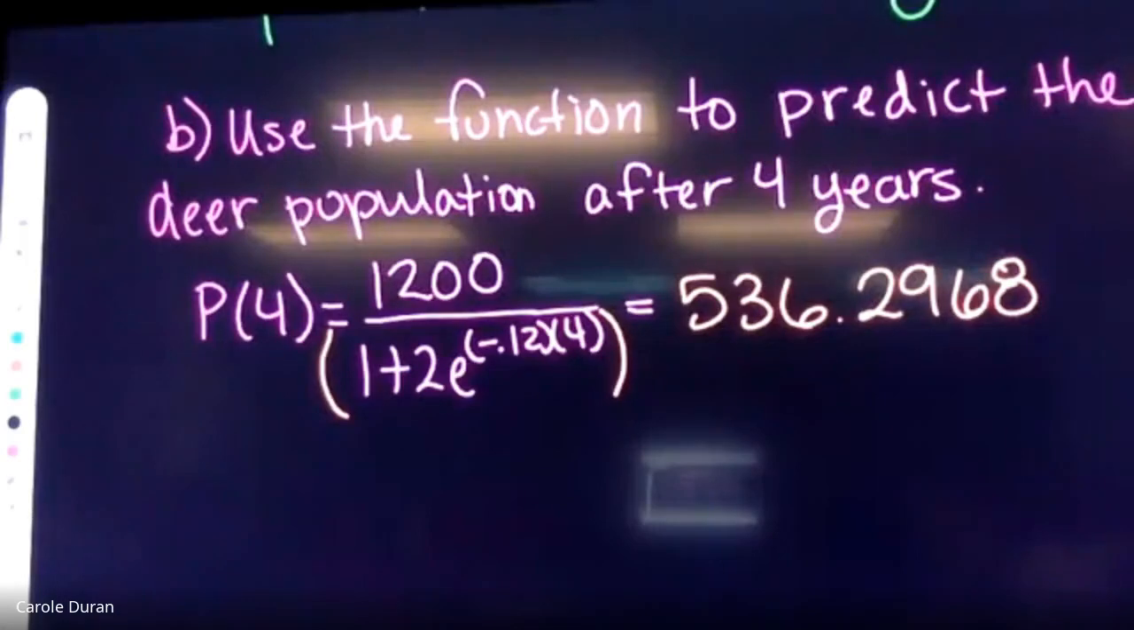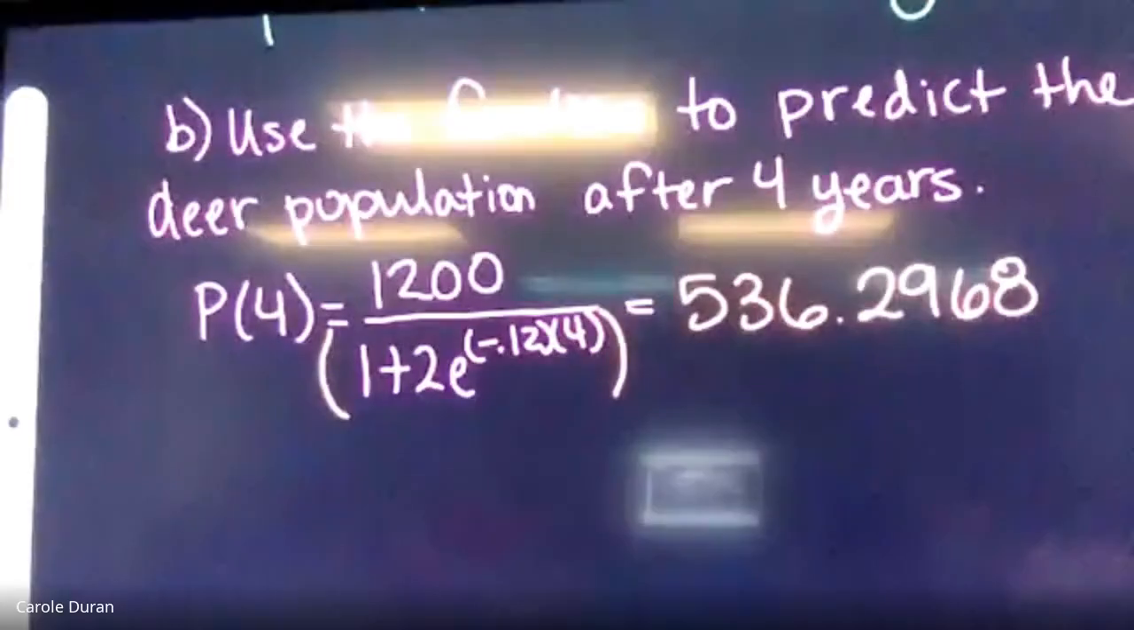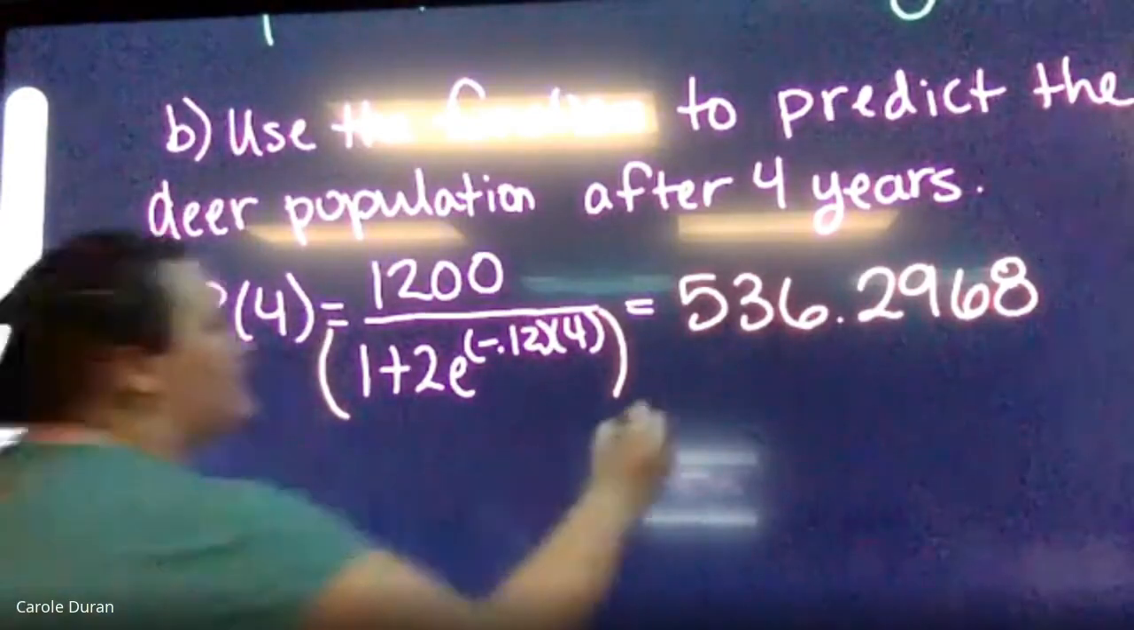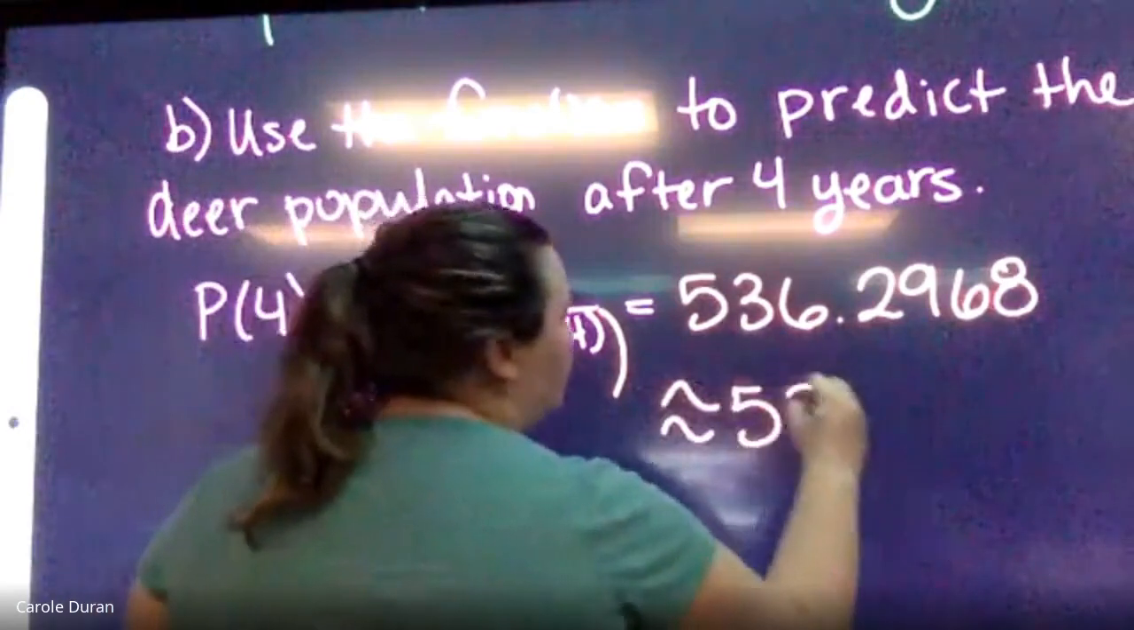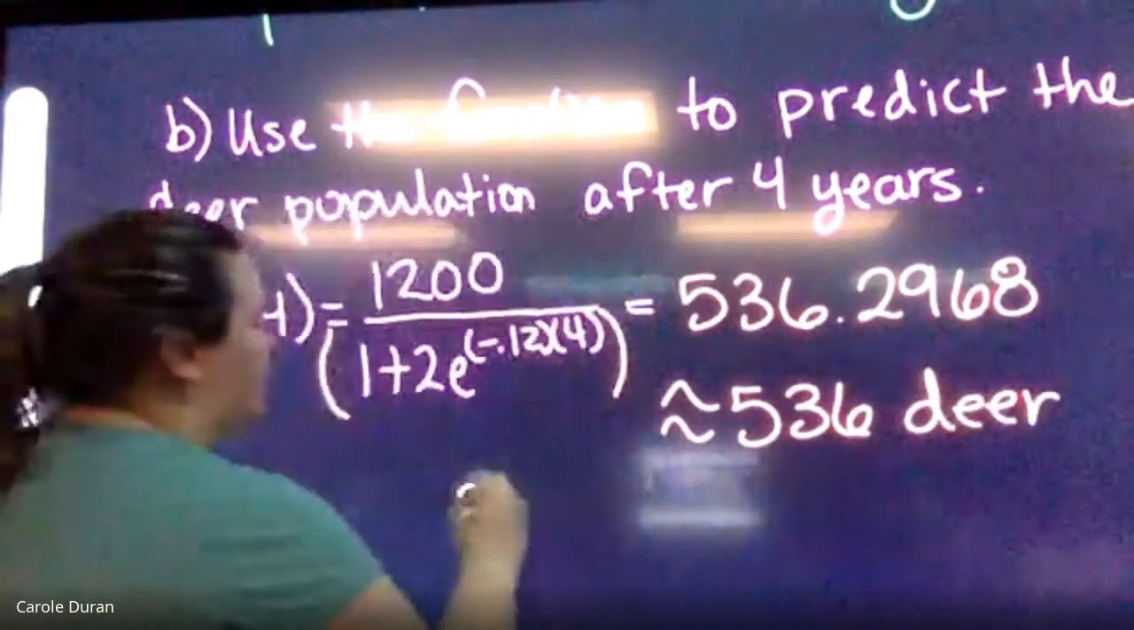Okay, we are almost done. Can we please finish? Yes, awesome. Did it ask me for the exact value or did it ask me to round? Approximately. Round to the nearest whole deer. So am I going to round up or down on this one? Down. So this is approximately 536 deer. Deer is plural for deer.